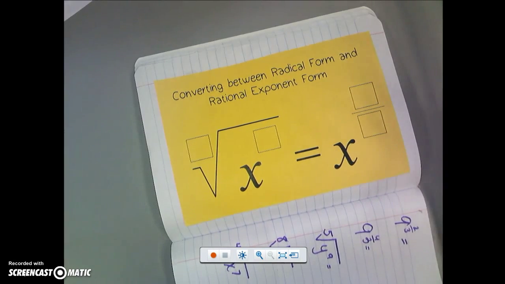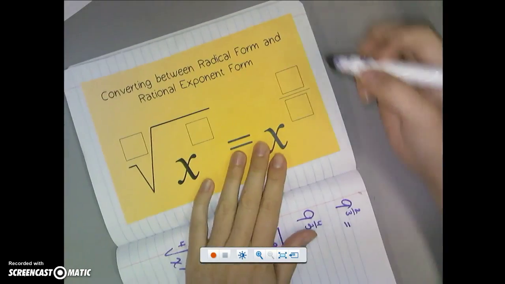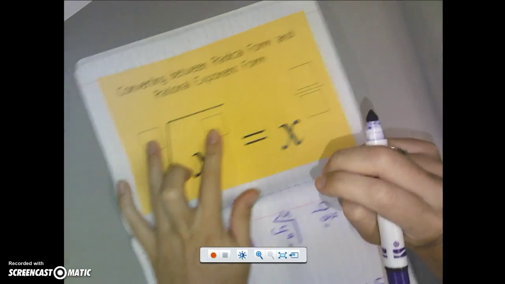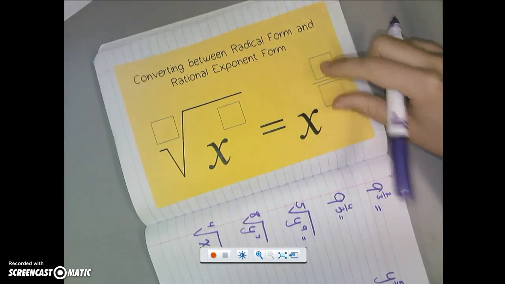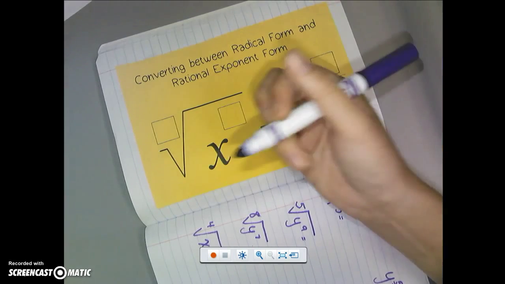Okay, everybody remembers the song Old MacDonald, right? You say, Old MacDonald had a farm, E-I-E-I-O. All right, so we have to remember the E-I part. So here we go. We're going to see a radical, and we're going to convert it back into an exponent, and then we can go back and forth.